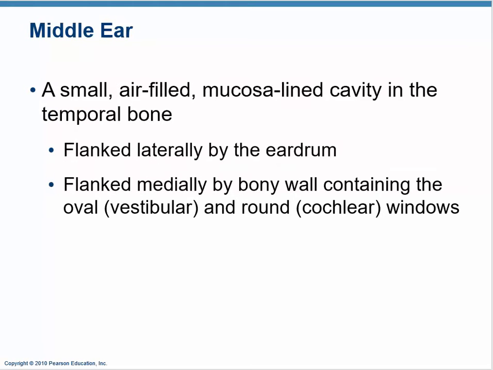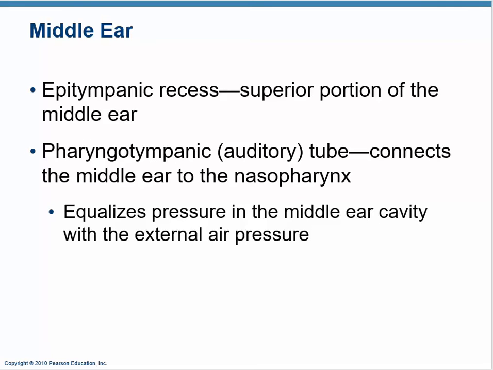So the middle ear is air-filled, lined with a mucosa. It's in the temporal bone. The eardrum is on one side, and on the other side there are two windows in the bone, the oval window and the round window. We'll talk about them later. The area above is called the epitympanic recess. Literally means above the eardrum.